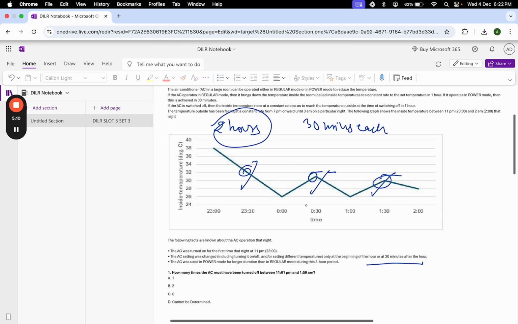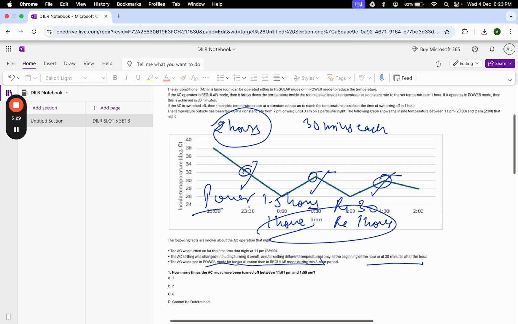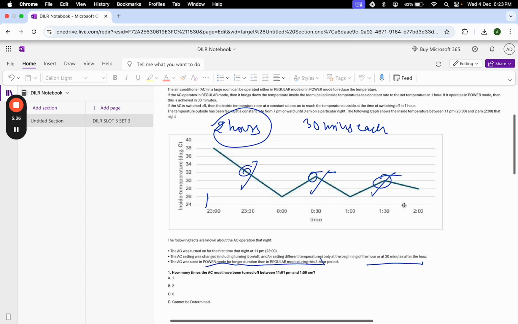And here it is clearly given that power mode was used for a longer duration. So if power has been used for 1.5 hours, then regular has been used for 30 minutes; power for 1 hour, regular for 1 hour, this case is not possible. So the only possible case is power for 1 hour, regular for 30 minutes. Now where do you put in regular?